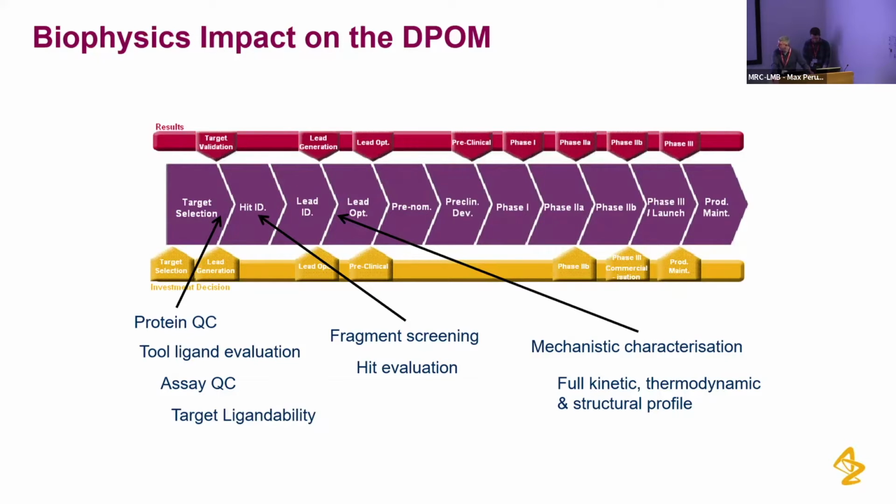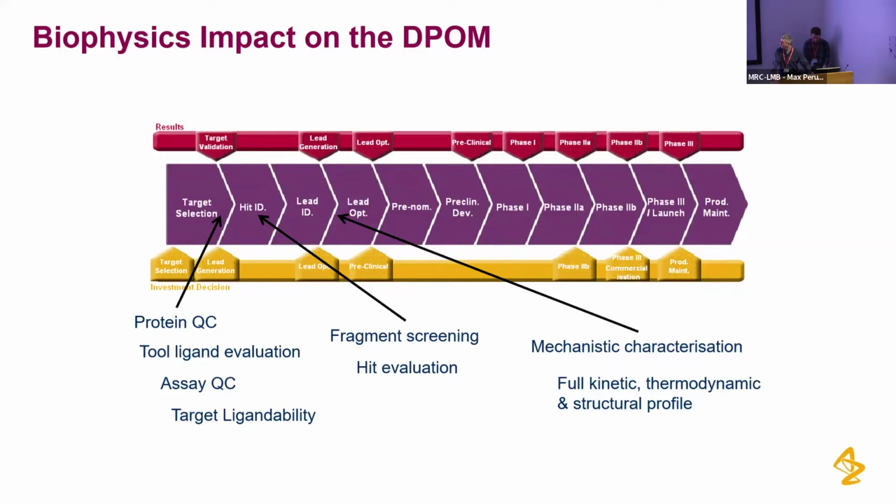Then we can look at target ligandability. So by looking at a range of different compounds and their affinities and whether they bind to the target protein, we can assess how difficult it might be to actually find hits and leads for those targets. Then we can also use biophysical methods in primary screening itself. So we typically use biophysical methods in fragment screening, where you need a sensitive method in terms of understanding and measuring affinity between a test compound and the target protein. And we can also use similar methods in terms of hit evaluation.